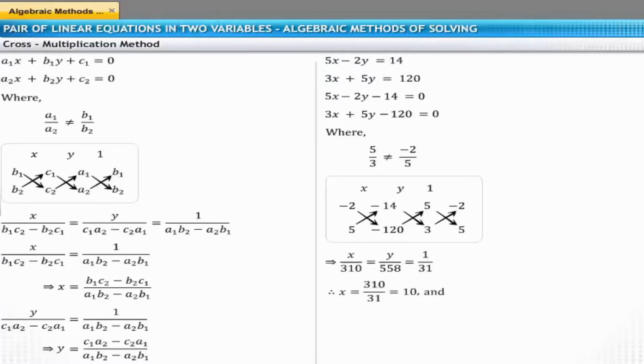We get x is equal to 10 and y is equal to 18. The solution obtained is the same as the solution obtained by using elimination method. We can use any of these three methods to solve a pair of linear equations. However, the trick is to use the method that is simple and convenient.